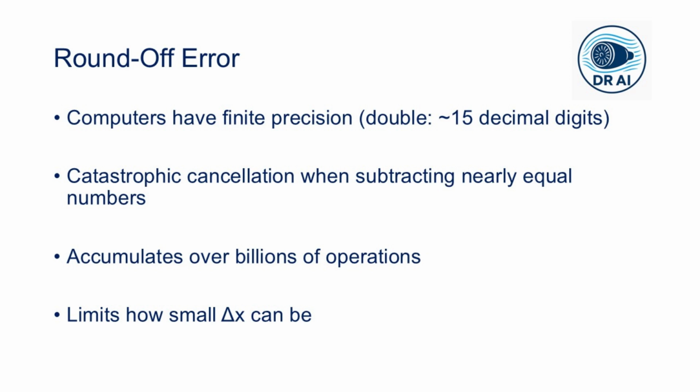Now imagine a mesh with 10 million cells. You perform 1,000 iterations. This is 10 billion operations. Now, the tiny errors accumulate. Eventually, they can swamp the solution. Worse, when you subtract two nearly equal numbers, for example, phi at i plus 1 minus phi at node i, where phi varies very slowly, you get catastrophic cancellation.